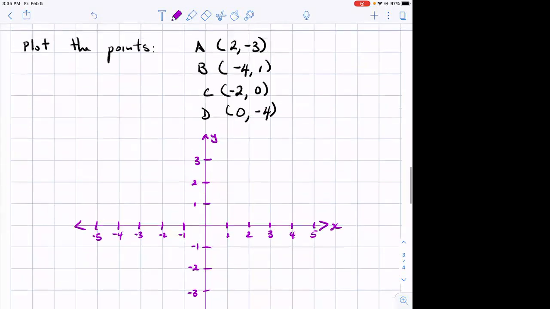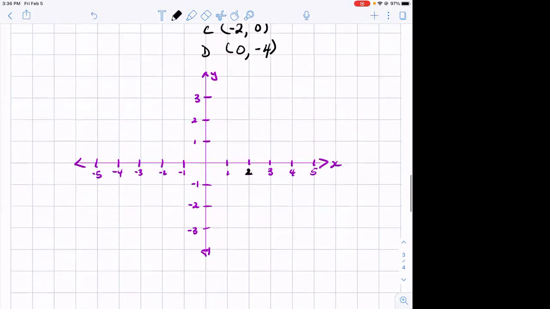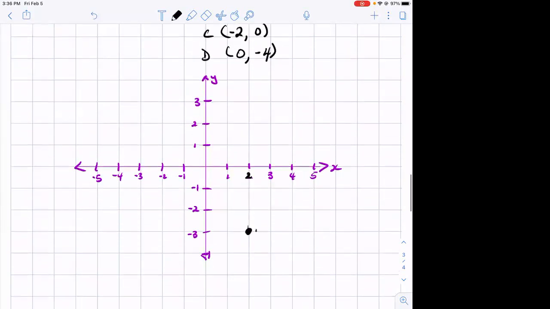Okay. So remember, the first number always represents an x, second is a y. So x is 2, okay? X is 2, which is here, and y is negative 3. So now we go down to negative 3, and this will be my point. So this is the point A, which is 2 comma negative 3.